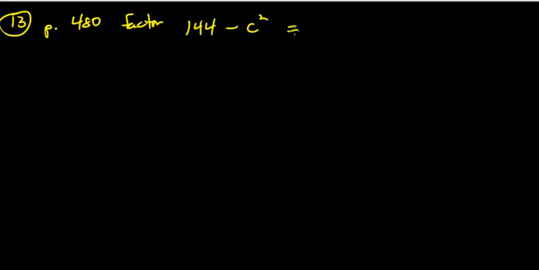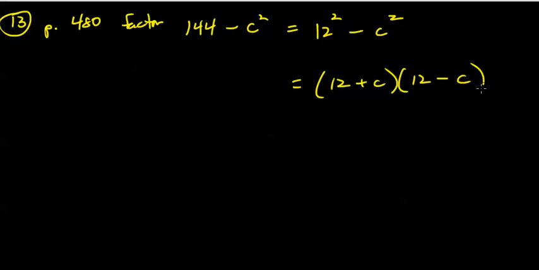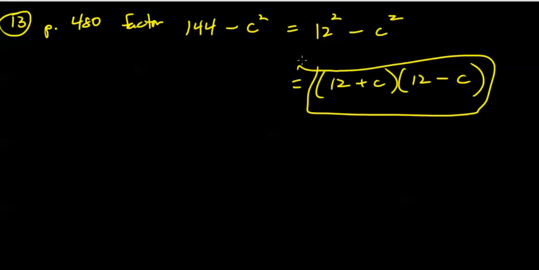Of course, we can recognize 144 as the square of 12, can we not? So I suppose you don't have to, but I'm going to rewrite 144 as 12 squared. So if I've got 12 squared minus c squared, of course I've got a difference of squares. And according to the pattern, which we should have memorized for test time, it's going to be 12 plus c times 12 minus c. So that's the final return for that problem.